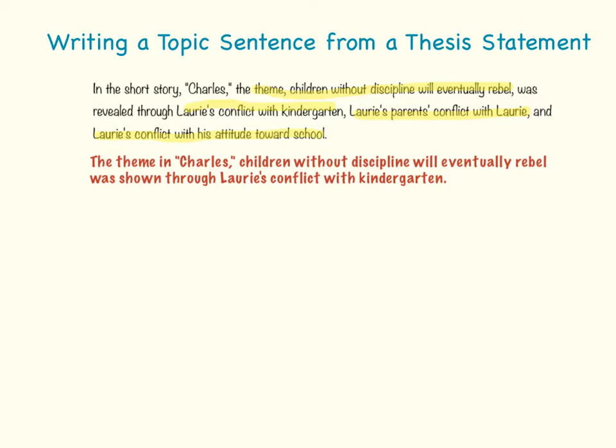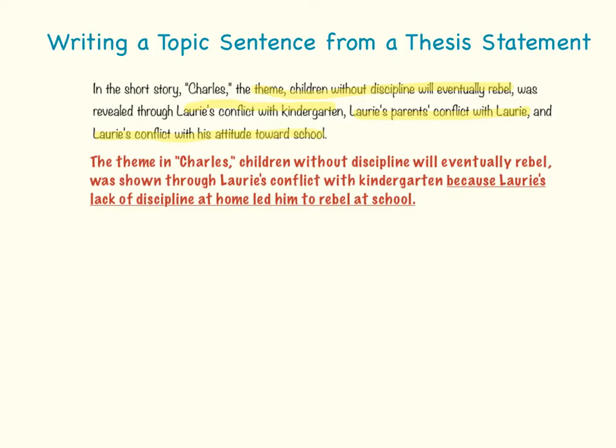In order to elaborate here, you have to know what exactly it is you're going to write about in this paragraph. How are you going to prove that the theme was shown through conflict? Or that the theme was that children without discipline will eventually rebel. If you know that, if you've done that thinking ahead of time, then you can elaborate. Often, the elaboration is going to answer the question, why or so what? So ask yourself, why or how do we know that the theme was shown through Laurie's conflict with kindergarten?